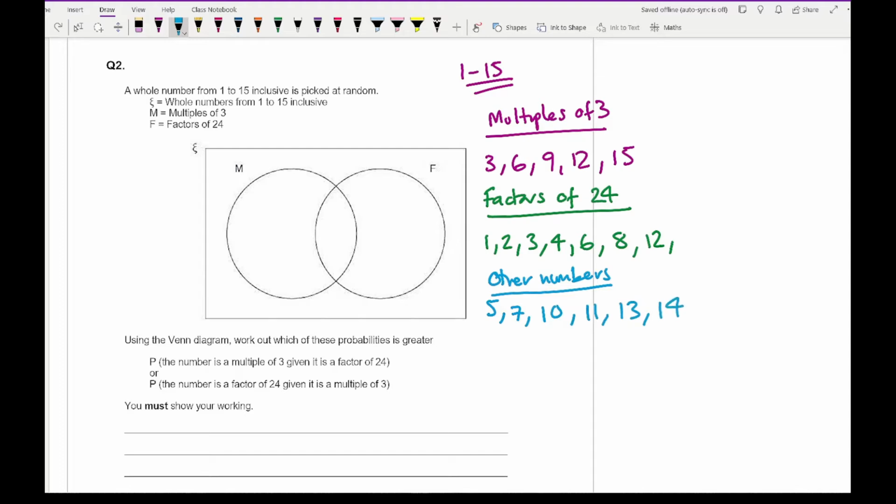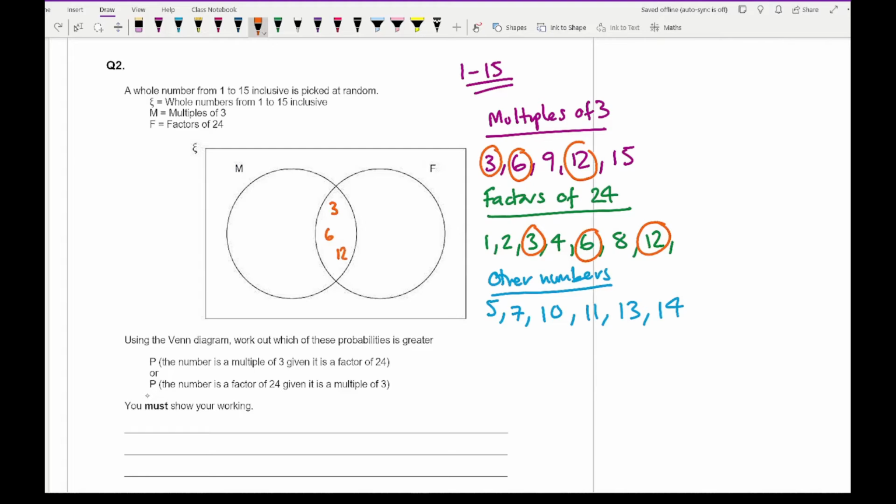So let's fill in this Venn diagram using these numbers. Now, the numbers that go in the middle are the ones that are in the purple list and the green list. So here I've got 3 in both lists, I've got 6 in both lists, and I've got a 12 in both lists. So they're the numbers that are going to be in the middle. So I've got 3, 6, and 12.